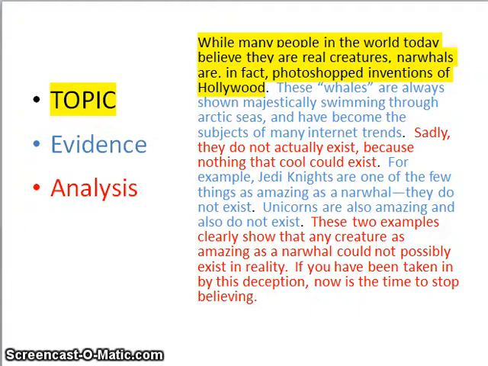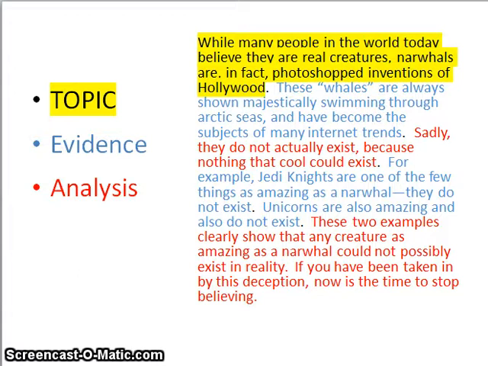"Sadly, they do not actually exist because nothing that cool could exist." Certainly that it is assessing a level of coolness just shows you that it's an opinion. Here are a couple of examples that follow, and we consider these examples to be evidence, although they may be logical fallacy in this kind of facetious example. They're offered as examples, so we'll consider them to be evidence. So the idea that Jedi Knights and unicorns are also amazing and do not exist is being offered as evidence.